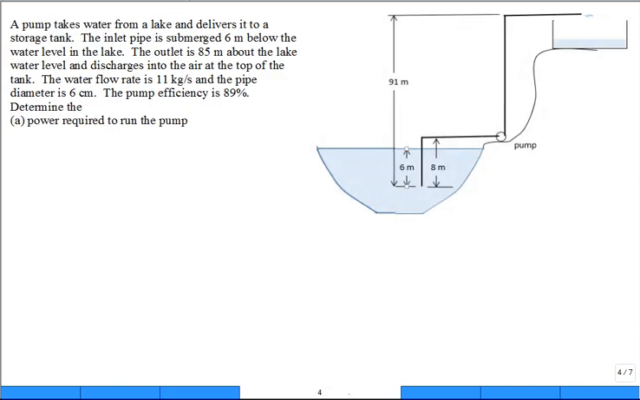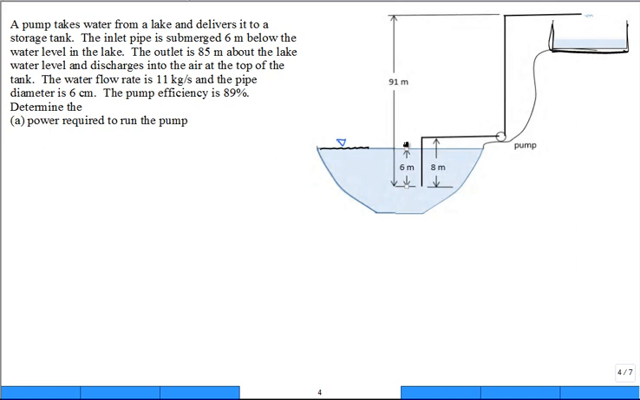All right. Now we're having a pump problem here. A pump takes water from a lake. So here's our lake way down here, and it delivers it to a storage tank. Our storage tank is way up here, up on the hill. The inlet pipe is submerged 6 meters below the water level in the lake. So below the free surface of the water level, that's the inlet to the pipe system. 6 meters submerged. And the outlet is 85 meters above the lake water level.